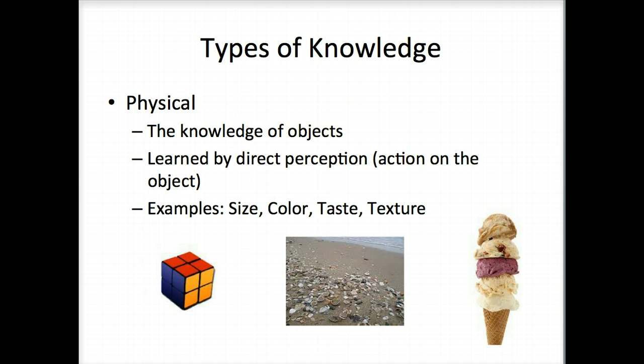Piaget believed that there were several types of knowledge. One was physical, which is the knowledge of objects. And your knowledge of objects comes from direct perception, action on the object. So, for example, you learn size, color, taste, texture by actually touching things or seeing things that exist in the real world, so that you have these concrete experiences.